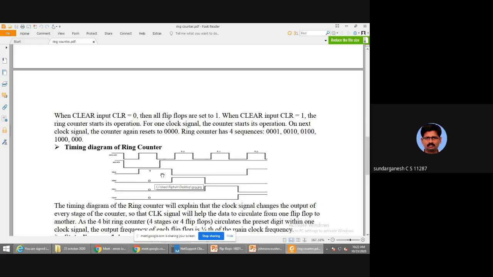So this one data is moving from one flip-flop to the next flip-flop continuously. As the data is moving through the flip-flops in a serial fashion, we call it a ring register. This register is called a ring register.